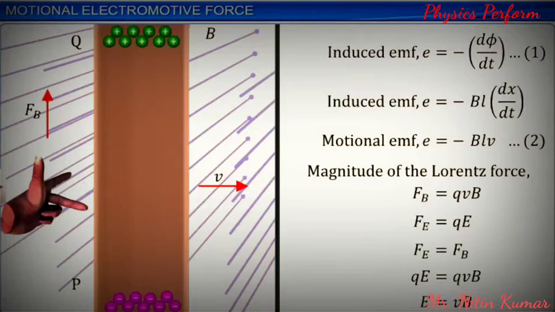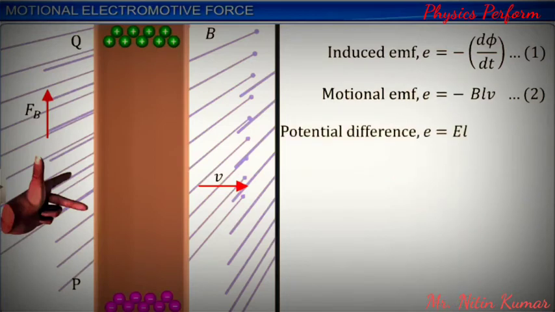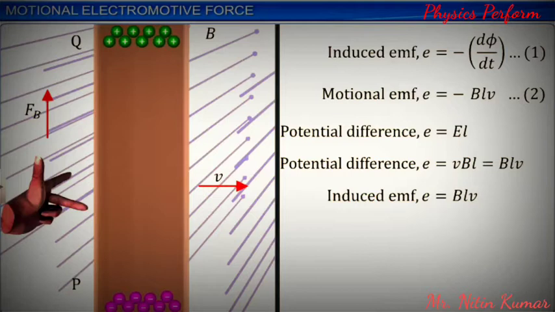Due to the charge buildup, a potential difference is developed across PQ, which is the induced EMF E. We know that the potential difference E is equal to E into L. Substituting the value for the electric field strength E equal to VB, we get induced EMF E equal to BLV. Since Lenz's law is obeyed here also, we can write this induced EMF as E equal to minus BLV. This induced EMF E is the motional EMF.